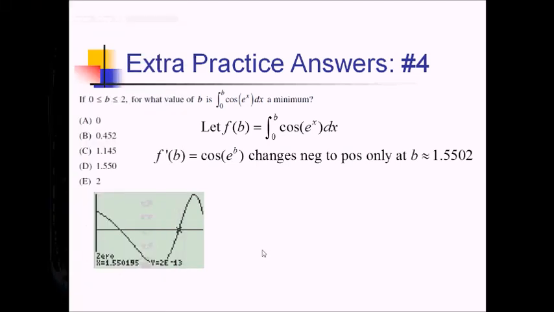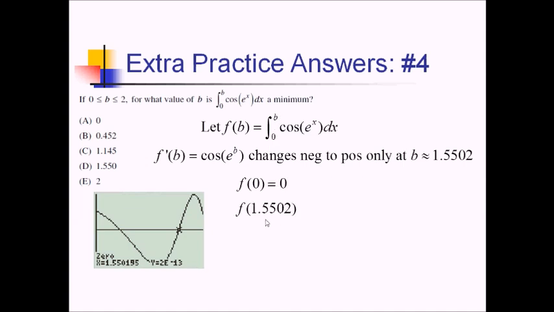Okay. At this point, we're going to go ahead and test the endpoints 0 and 2, and also this thing that I just stored as A or B or whatever you want to store it as. So at 0, I actually don't need to plug that into my calculator because it's an empty integral, so that's just going to come out to 0.